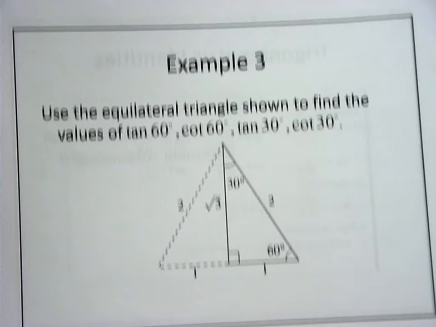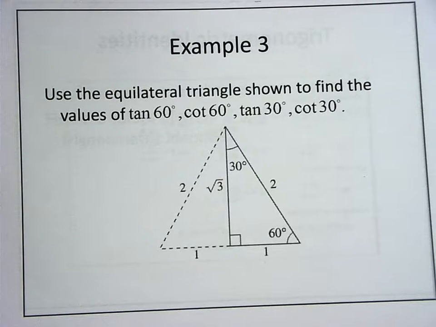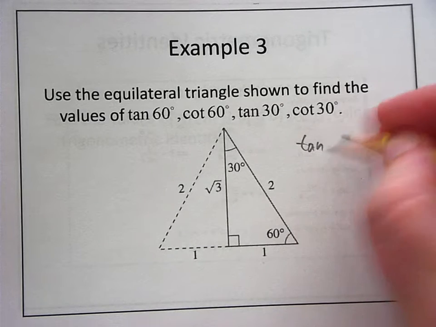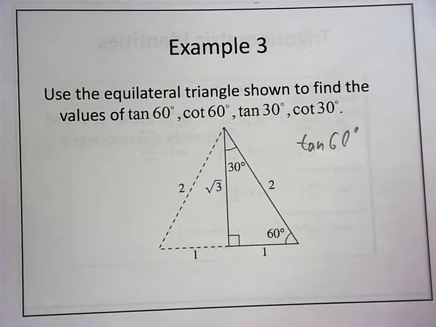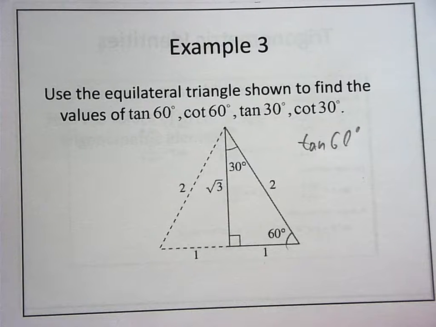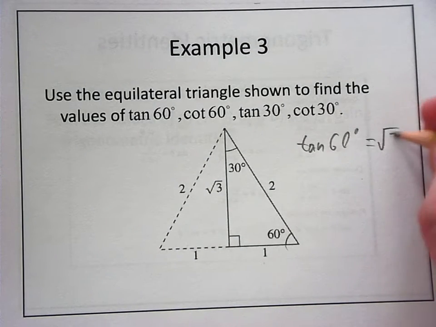So, what about this one? Equilateral triangle shown to find the values. Use it to find the values of tangent of 60, cotangent of 60, tangent and cotangent of 30. So for 60, for tangent, what are you going to get? Tangent of 60 degrees is right here. Tangent's what over what? Opposite over adjacent. So in this case, square root of 3.